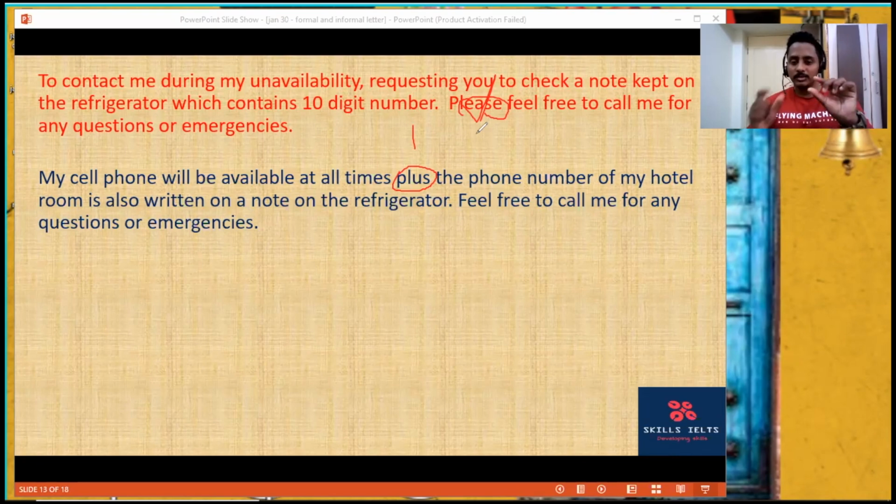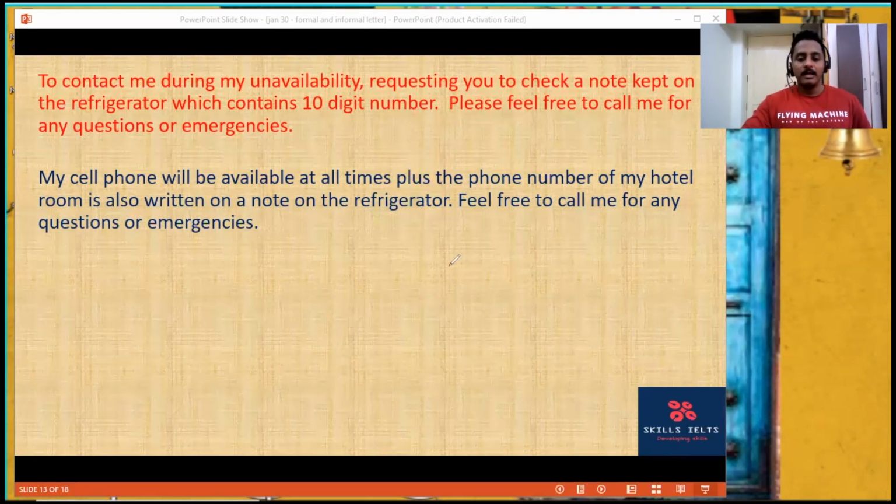I'm just showing you the usages of few of the words that actually make it informal. You can say to contact me during my unavailability. You can still use it for an informal letter. But these things are actually making it informal because you cannot use this in a formal letter. Hope you are getting it. Next one. Any doubts here, you can let me know.